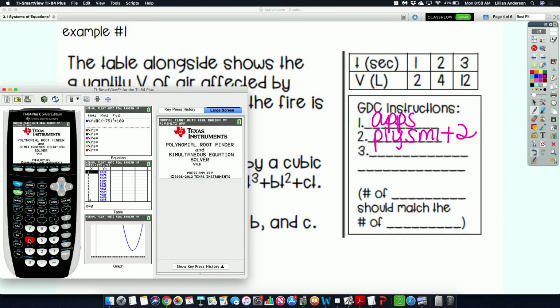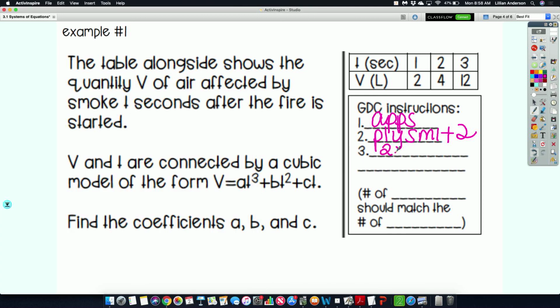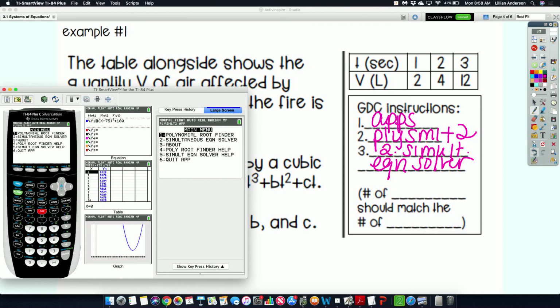So we click any key to continue. It really doesn't matter because it takes you into the main menu. After that, you're going to go to option 2, simultaneous equation solver. Once you go there, you need to let the calculator know, okay, what exactly am I dealing with here?